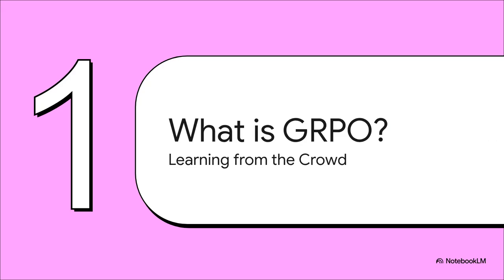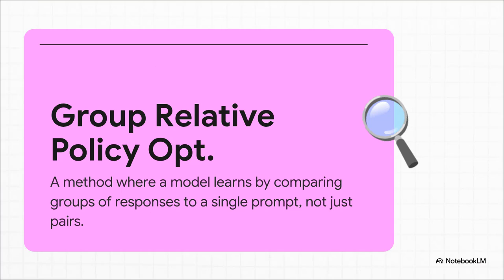So keeping that learning from the crowd idea in mind, let's go ahead and get a slightly more formal definition of what we're talking about here. The absolute key here is that the model learns from groups of responses, not just pairs. So for a single prompt, it'll generate several different potential answers. Then, using what's called a reward signal, it figures out the relative quality across that whole group. This is what leads to a much more refined understanding of what makes a response truly excellent.